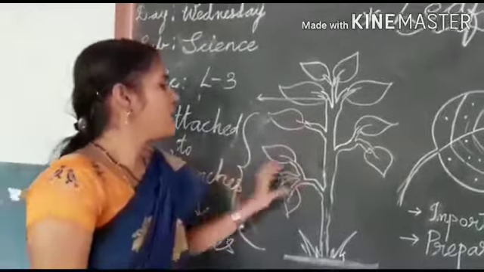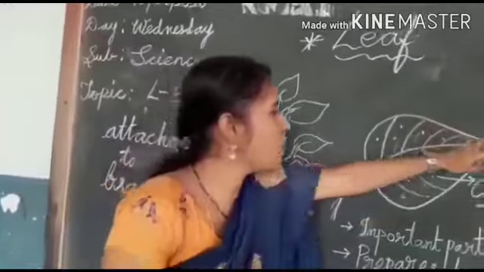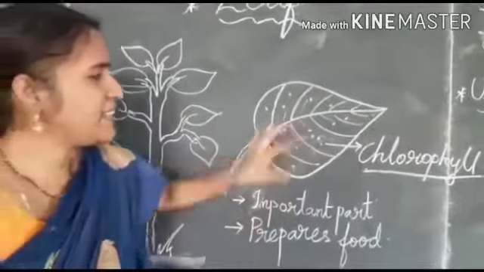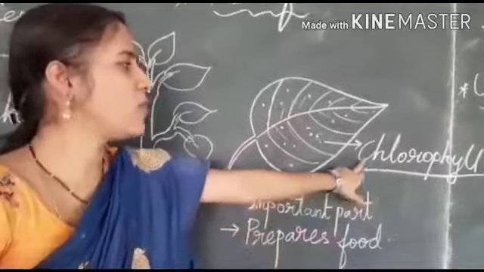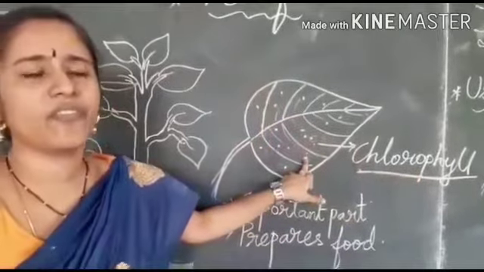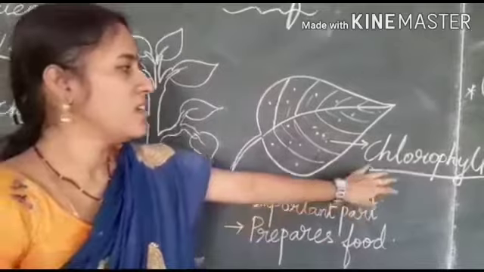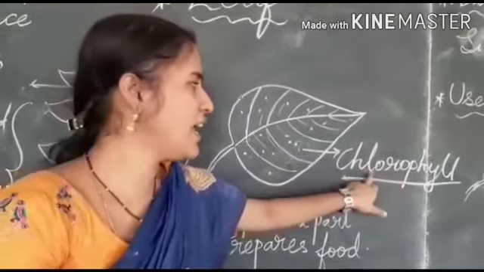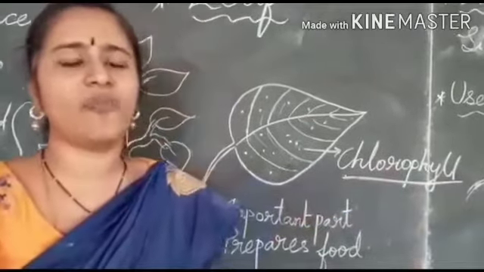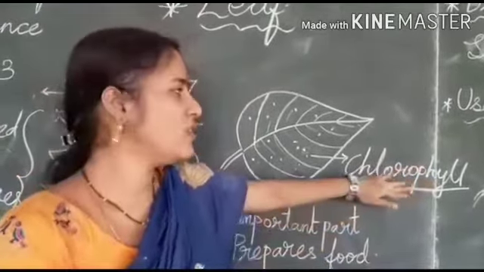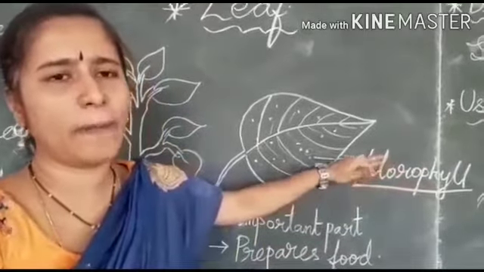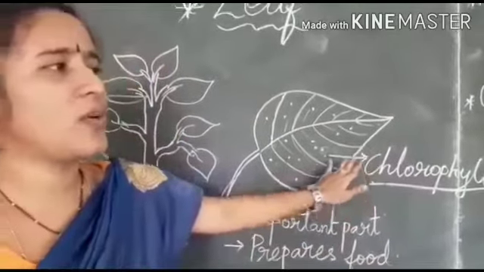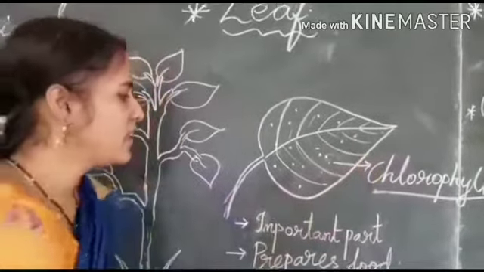Next, in detail we will learn about the structure of the leaf. You can see the structure of the leaf. Why is it green in color? Because chlorophyll is present in the leaf. Children, now you learn the spelling of chlorophyll. Once again I will repeat the spelling: C-H-L-O-R-O-P-H-Y-L-L, chlorophyll. This makes the leaf appear green in color. Chlorophyll also plays an important role in preparing food for the plant.